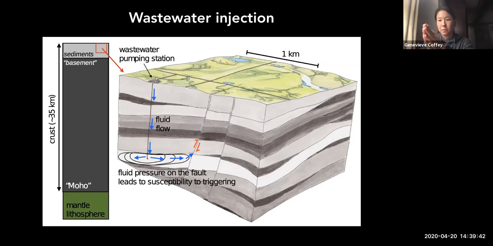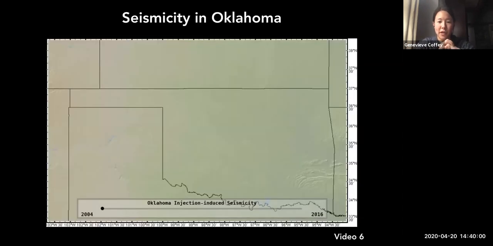You actually push that fault apart when you add that water to it, and that can trigger it to slip. And so in doing that, you can actually trigger earthquakes. We see really small earthquakes up to magnitude 5s. And this was particularly notable in Oklahoma, where there's a lot of wastewater injection that happens in the state. And they actually increased injection rates between the years of around 2008 to 2015. And you can really see that in the seismicity.